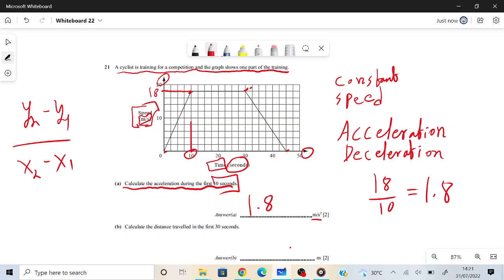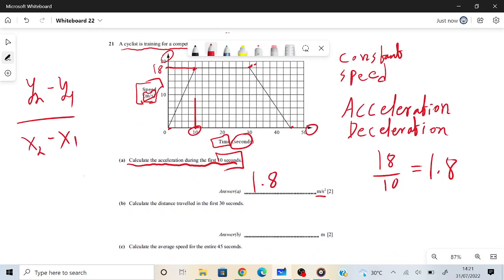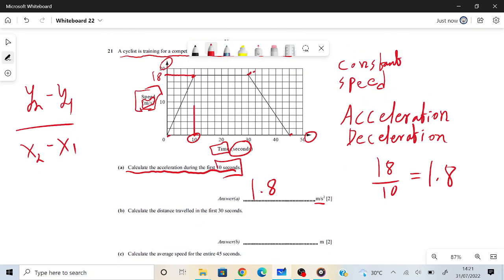The unit is already there, but please make sure that if the unit is not there, you include the unit from your side. All I did was I found the gradient of the straight line during the first 10 seconds, so the line from here to here. I found the gradient, and the gradient was 1.8.